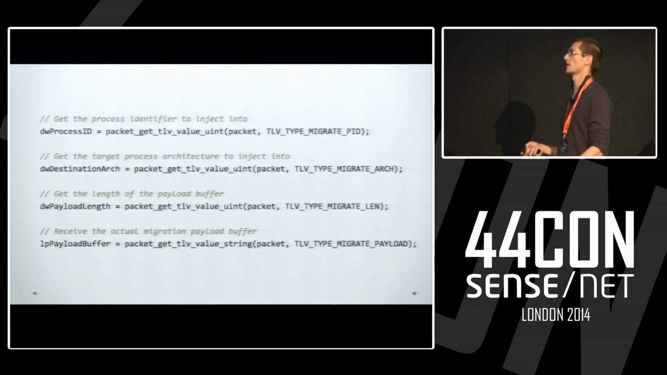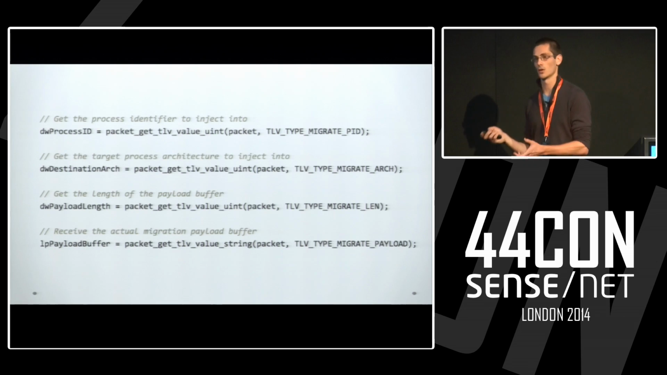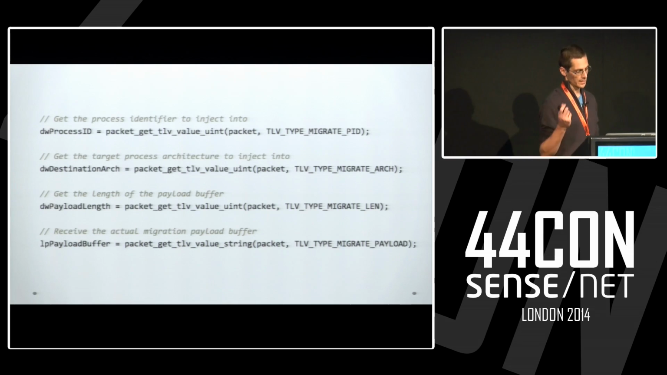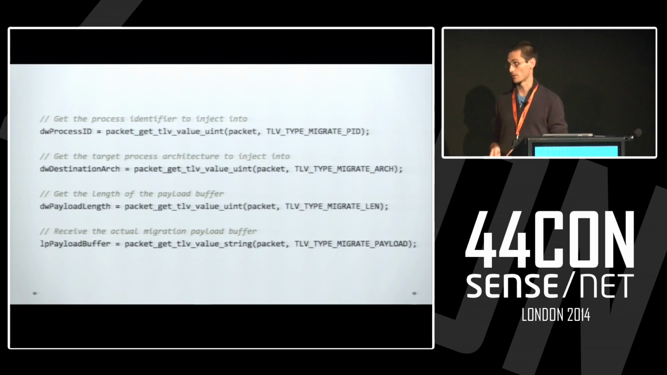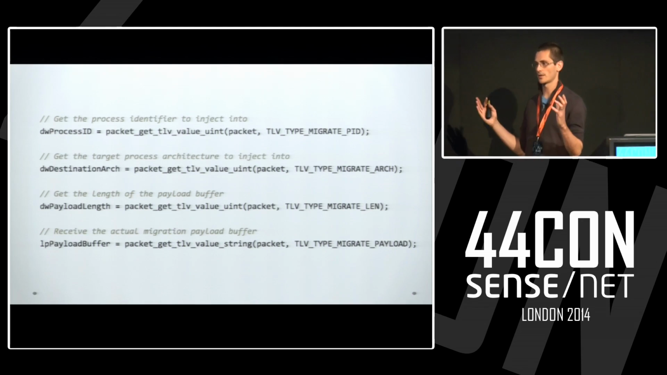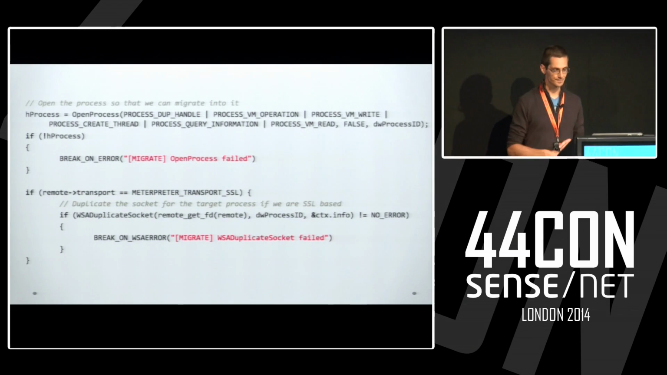But really all it's doing is saying, for this packet, please get whatever value that's associated with this identifier, which is, in this case, a 32-bit number, and we pull that out and stash it in a local variable. Same story with architecture and payload length and the payload buffer itself. So now we've pulled all the data out of the packet, we can continue on.